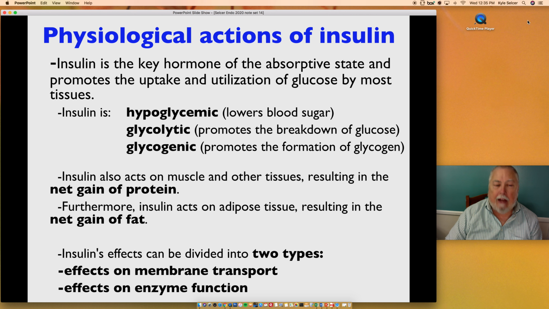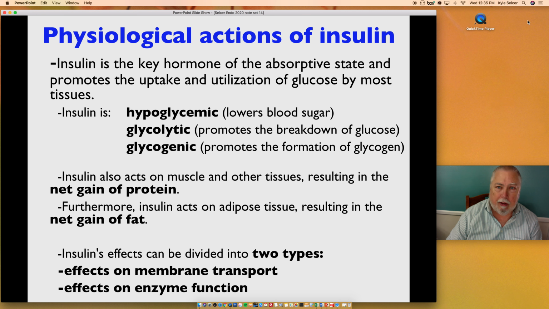Insulin's going to act on the fat tissue, resulting in a net gain of fat. You're going to take circulating triglycerides, and you're going to use the energy from that glucose, and you're going to store it as fat. And then insulin effects can really be divided into two types that we need to talk about: effects on membrane transport and effects on enzyme function.